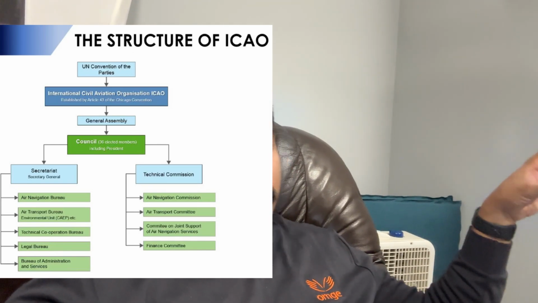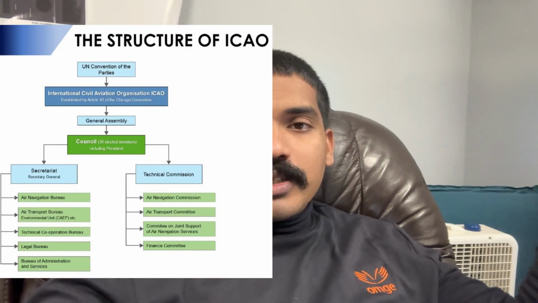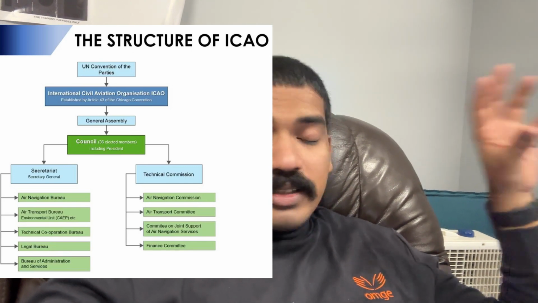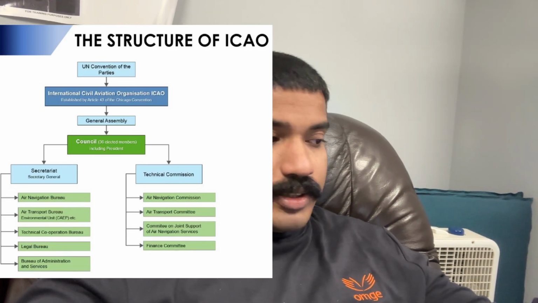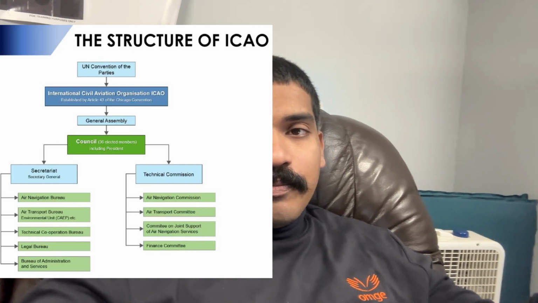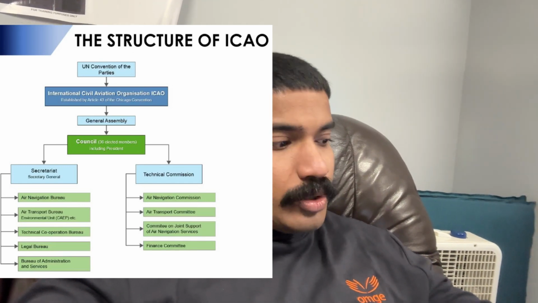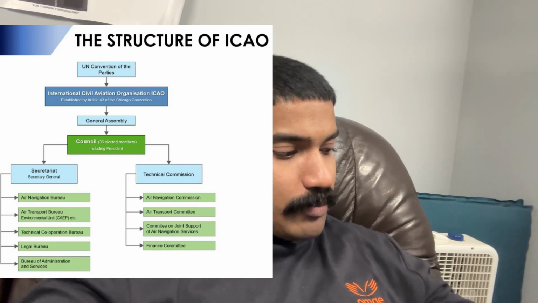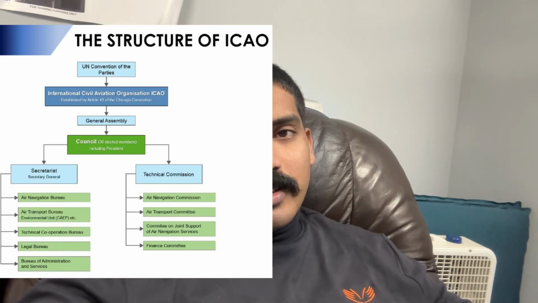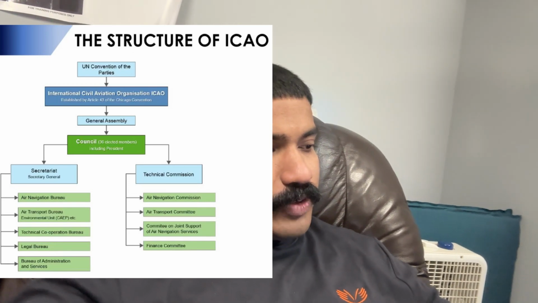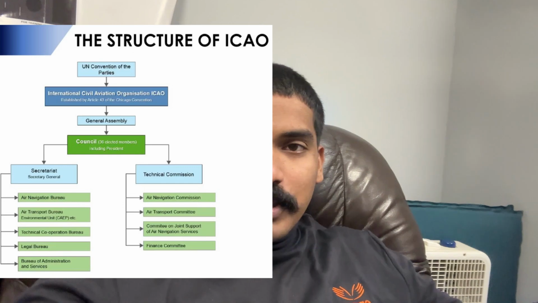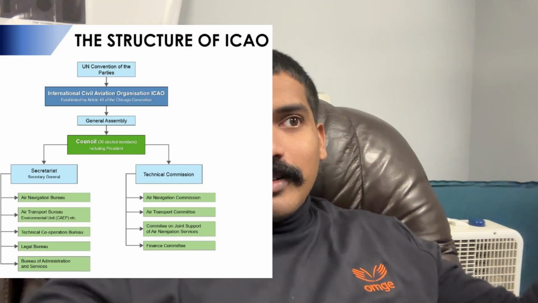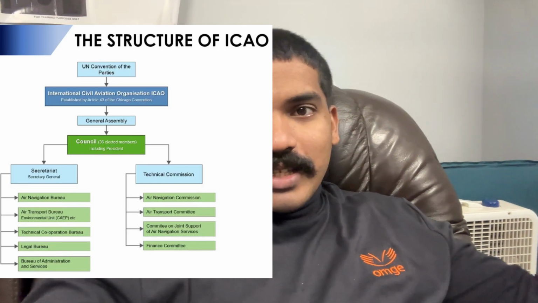Now we already covered commissions and committees. Under the council there is also the secretariat. The Secretary General, who is the head of the Secretariat, is again appointed by the council, and they have the Air Navigation Bureau, Air Transport Bureau, Technical Assistance Bureau, Legal Bureau, and Bureau of Administration and Services. When you look into the website, you'll see more members and committees and all these things. But what I just covered is what you should basically know from the exam point of view.